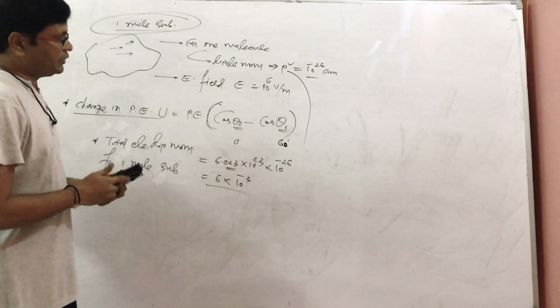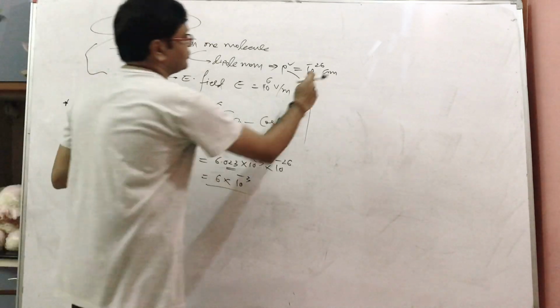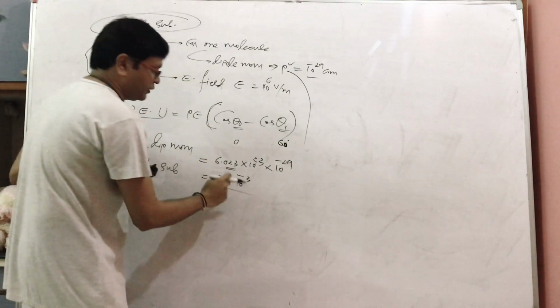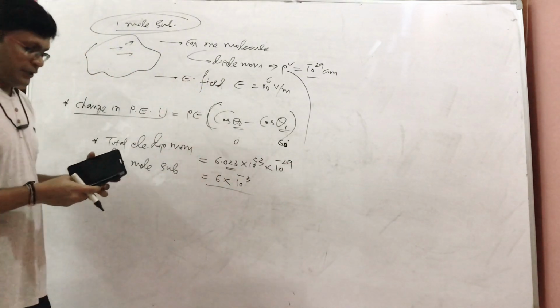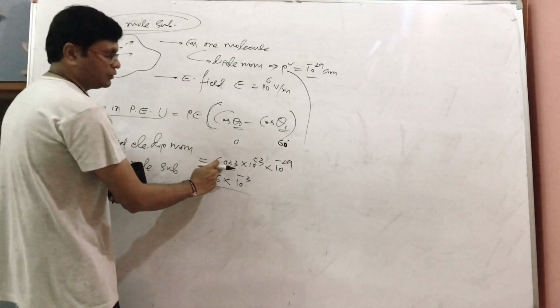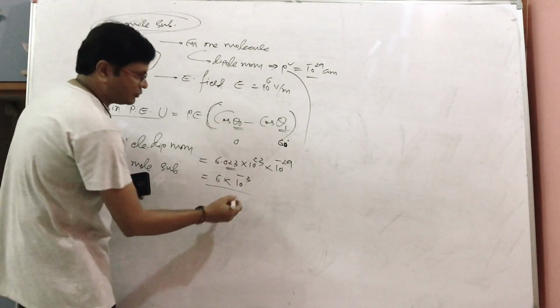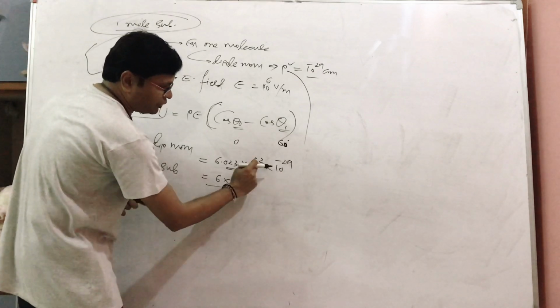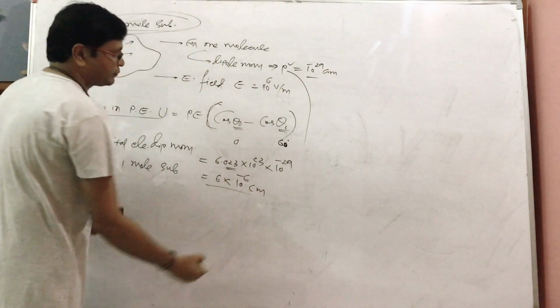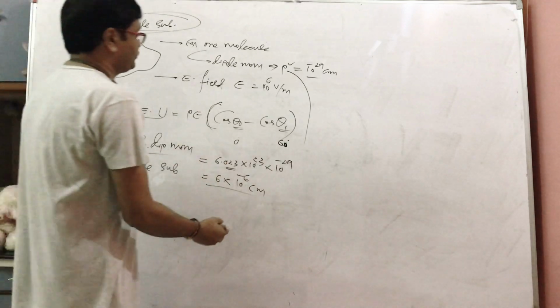So it is 10 raised to minus 29, not 26, sorry for that. Particularly for this numerical, the number of molecules is taken as 6, not 6.023, don't worry. So minus 23 minus 29, obviously minus 6 coulomb meter. So that is the total electric dipole moment.